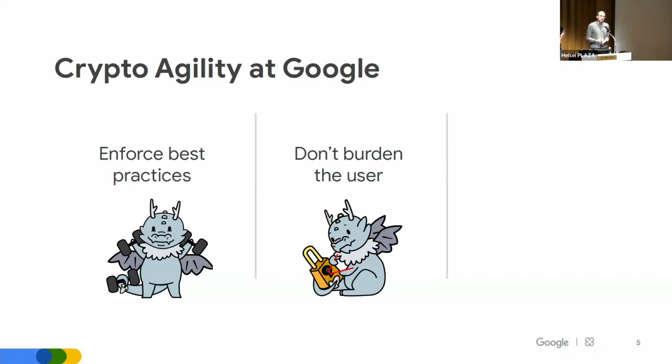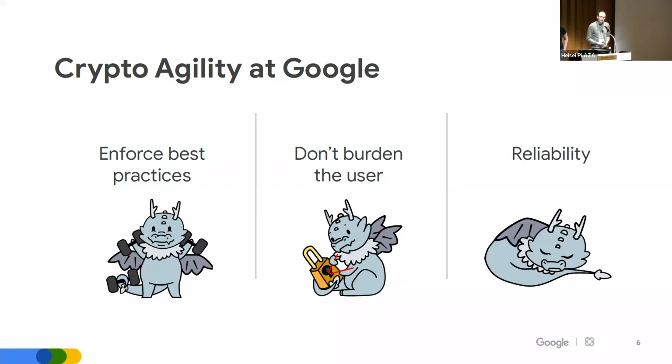But on the other side, we also don't want to burden the users. To enforce the best practices, we don't want the users to have to keep track of which keys they are using or do key rotation manually. So it's really important with the scale we work at that developers can use cryptography in the correct way without too much hassle. And last but not least, reliability. With key management, if the keys are not available, services go down. So reliability is very important here.